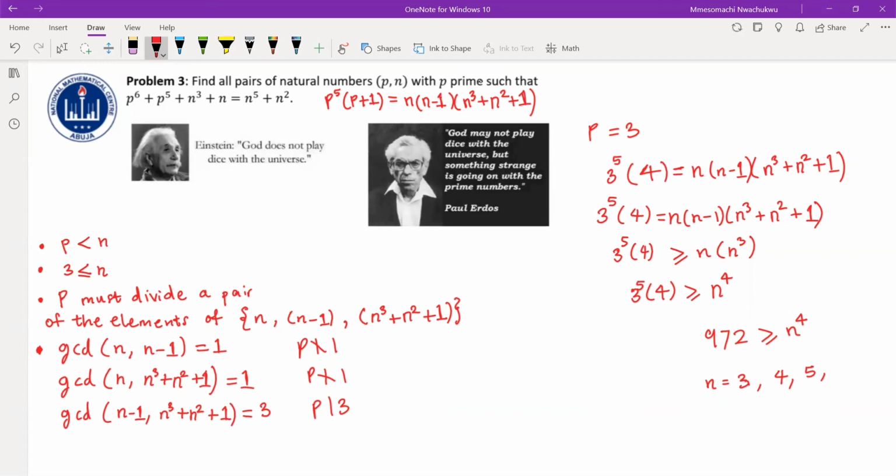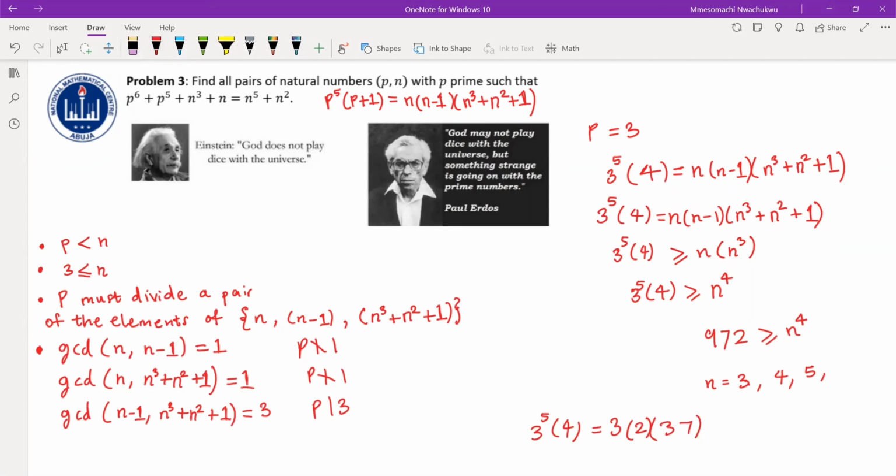So when we test 3, we have 3 to the fifth power times 4 equals 3 times 2 times 3 cubed plus 3 squared plus 1. So this will be 27 plus 9 plus 1, that's 37. So we say this is a contradiction.